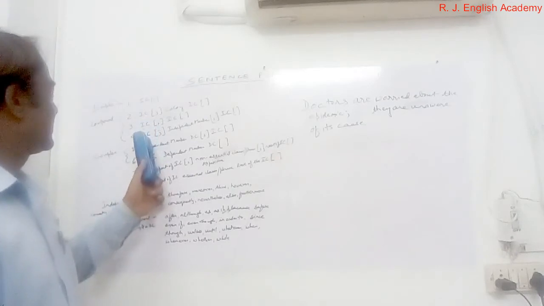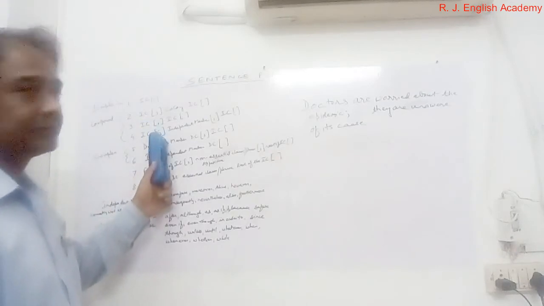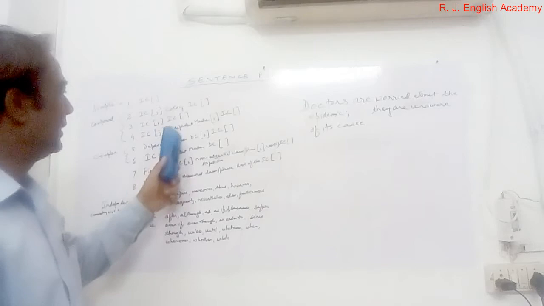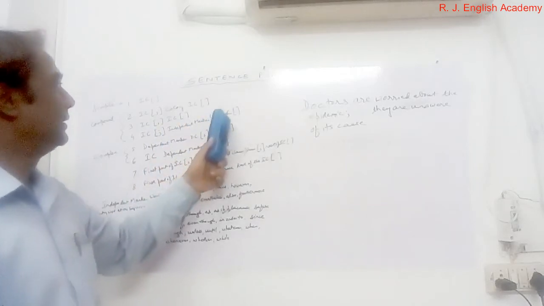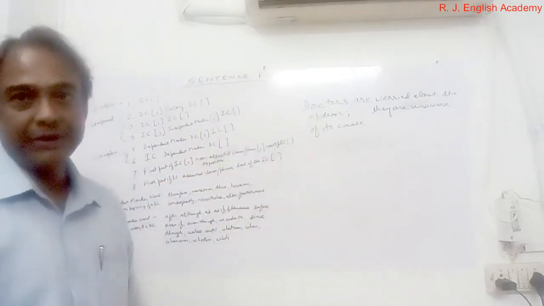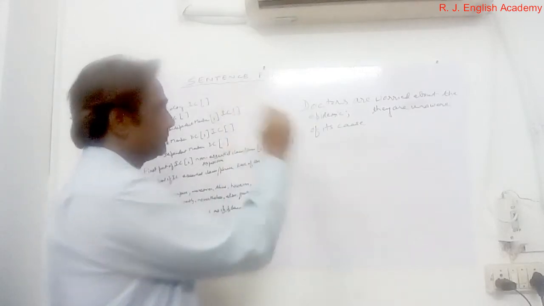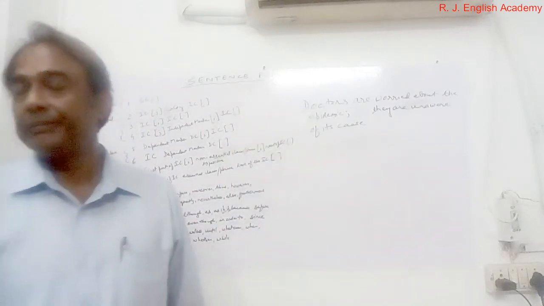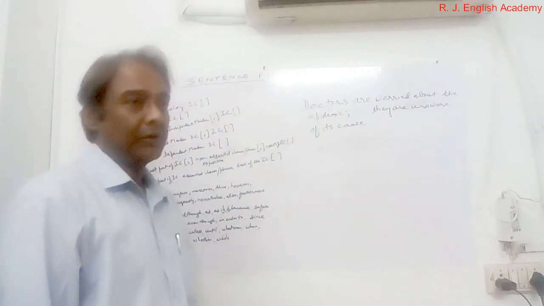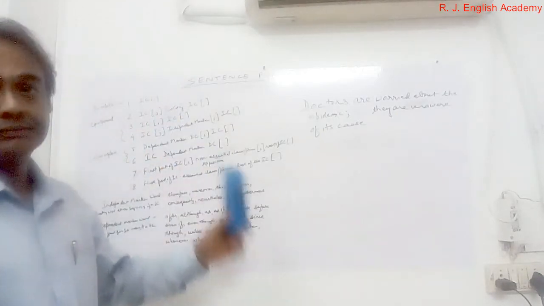The fourth is independent clause, semicolon, independent marker word, comma, independent clause, period. You give a period here. Okay? What is an independent marker word?